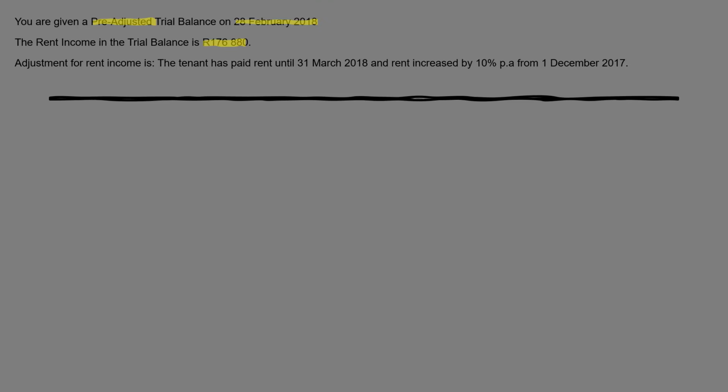So in this particular instance, the adjustment in trial balance for rent: the tenant has paid rent until 31 March 2018. Rent increased by 10% on 31 December 2017. Right, so what we need to calculate is how much we are going to adjust rent for. We received rent in advance. Remember the matching concept. We need to match the current income to current expenses. So part of the income that we receive for rent is for the next financial year, so we need to remove it from the 176,880.